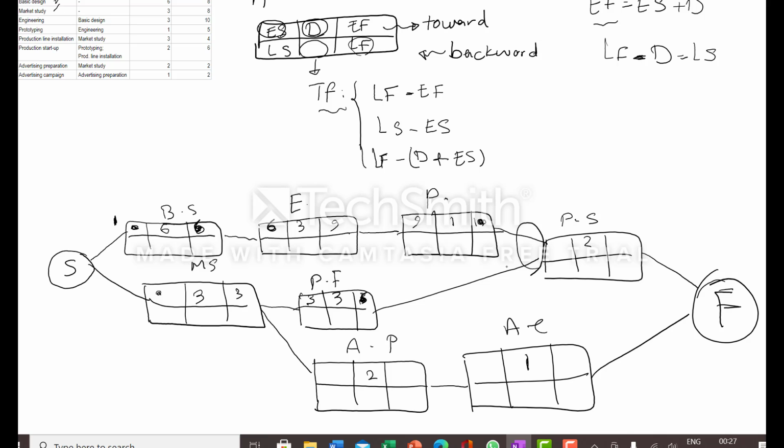In this merging, we should use the maximum of 10 and 6 to start the activity of production startup. The maximum is 10, so we put 10 here. 10 plus 2 is 12.